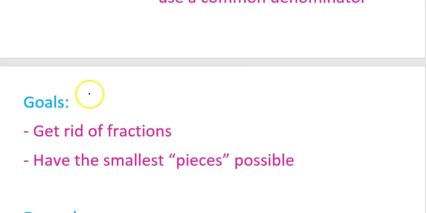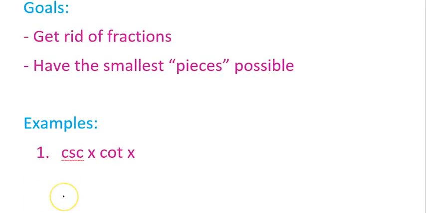Okay, your goal when you're doing a problem is to get rid of fractions, if possible, which most of the time you can, and to have the smallest pieces possible. Okay, so I'll talk about that more when we're doing the problems. I don't have really another word for that at the moment, but you want it to look as simple as possible. So if there's a fraction, you want to rewrite it so that there's not, and you want to reduce it as much as possible to something that's workable. Okay, so examples.